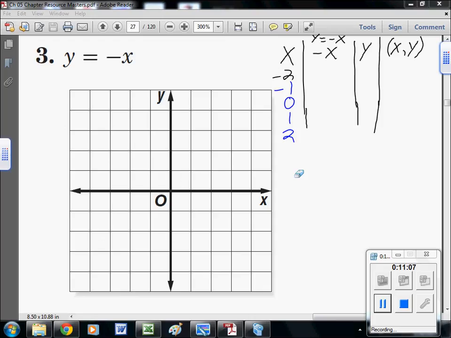I like to see a minimum of 4 numbers. I'm just picking 5 out of habit. So -2, -1, 0, and 1. I choose smaller numbers, okay? So now let's go with it.